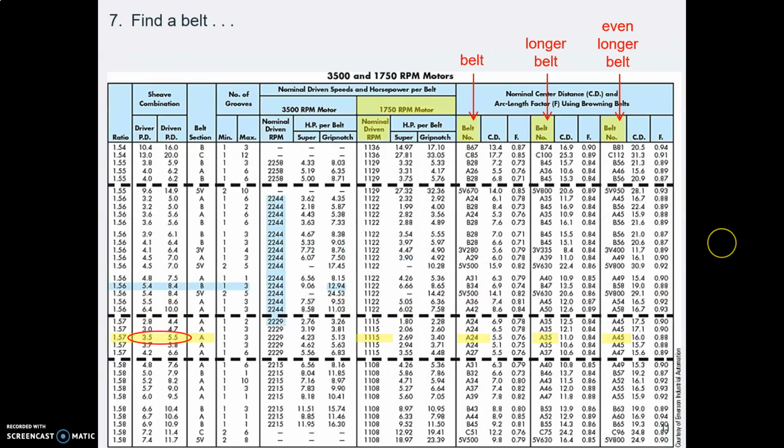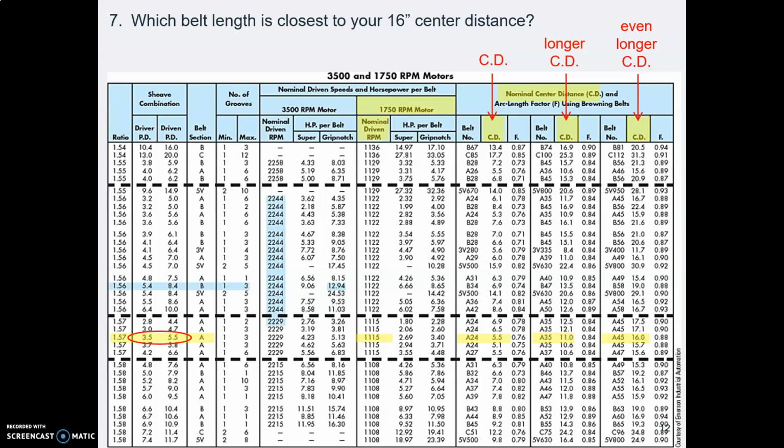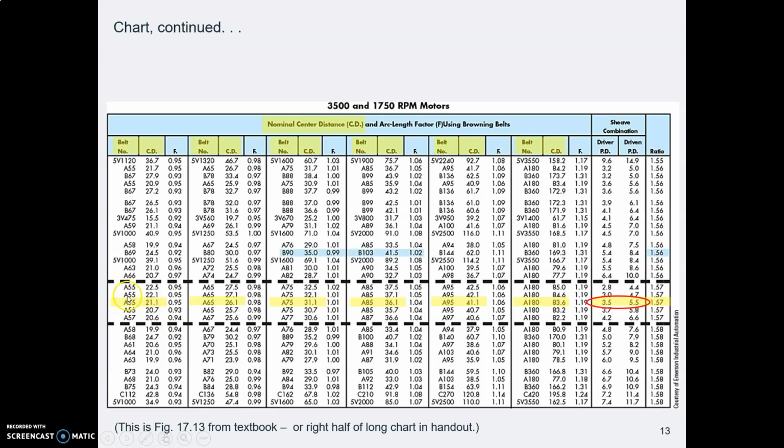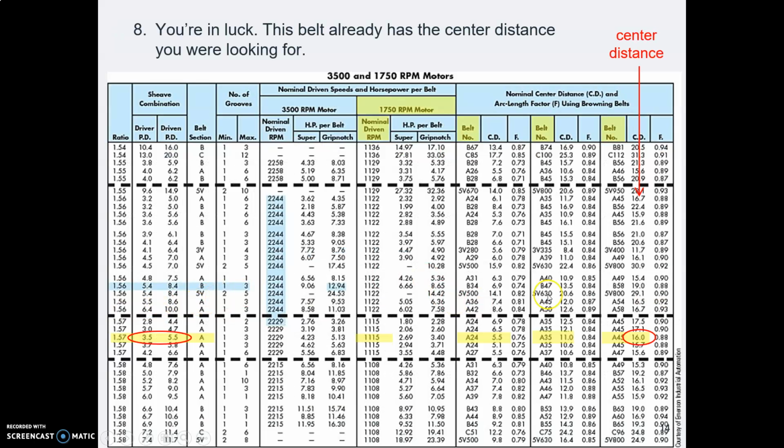So let's find a belt that will work. And here are some belt sizes and their center distances. There's a center distance of 5.5. Ooh, that's way too short. Oh, center distance of 11, center distance of 16. Oh, center distance of 16, that's the original center distance we wanted. So we can go to the right half of our chart and see, are any of these any better? No, they're too long. So, yay, we'll use this A45 belt because it has a center distance of 16. We won't have to adjust anything when we design our motor mount stuff. All right, goody.